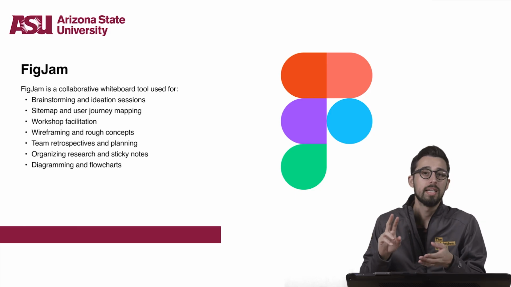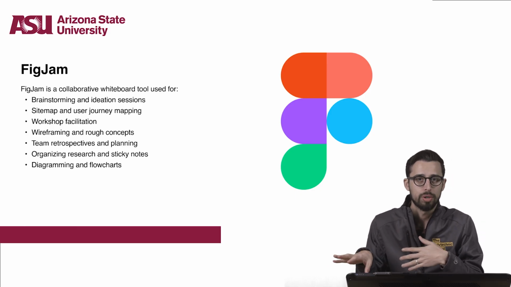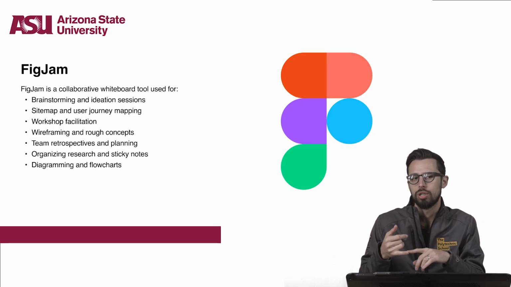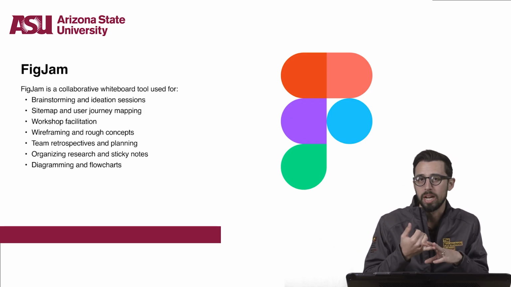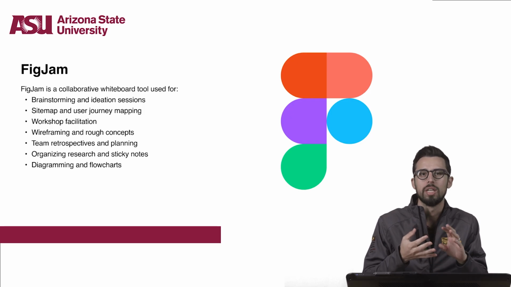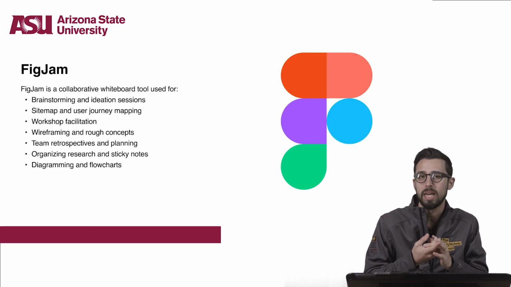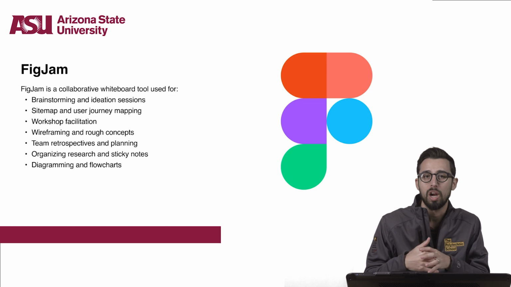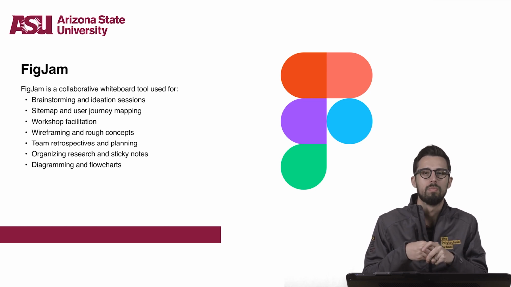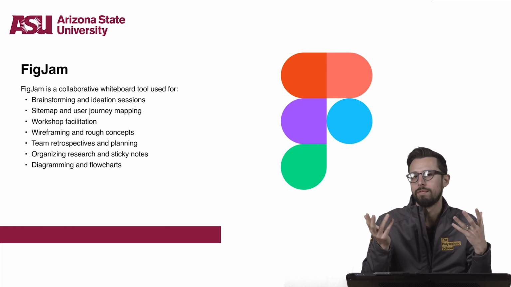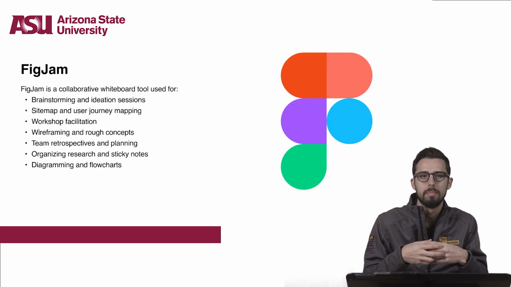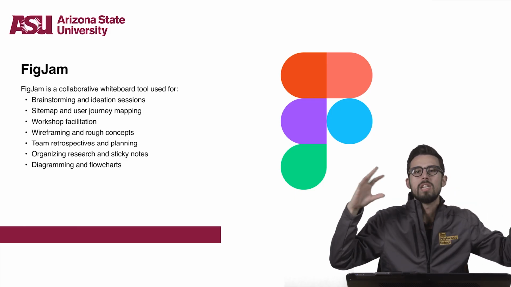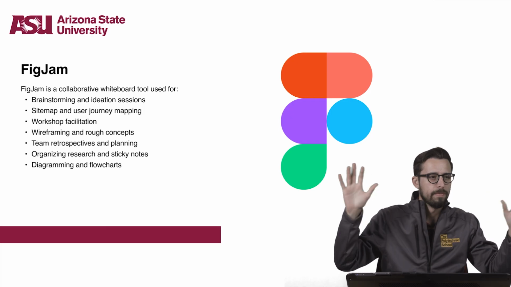FigJam is Figma's collaborative whiteboard tool, and it's essentially their answer to another software called Miro. You use it for brainstorming, ideation sessions, sitemap and user journey mapping. You can facilitate workshops in it. You can even wireframe out some rough concepts or conduct team retrospectives in them. You can organize your research and create sticky notes and diagrams and flowcharts.